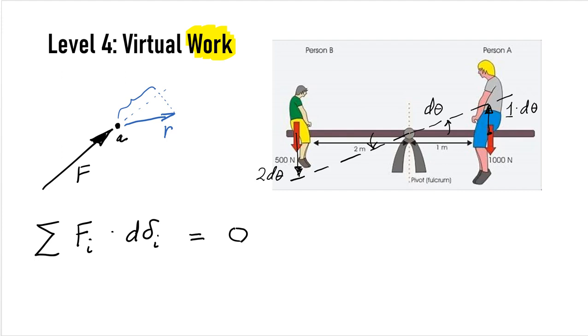And if we do the sum of the virtual work, we find 500 times 2 d theta minus. Why minus? Because here the displacement is going opposite to the direction of the force. So we have 1,000 times 1 d theta. And that indeed is equal to 0. So that's the understanding of equilibrium as virtual work acting on a body, which may have some constraints, right?